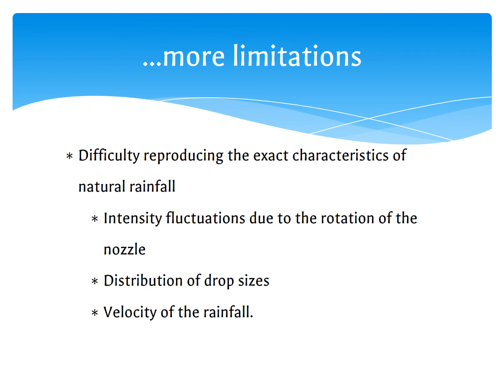The experiment was supposed to simulate naturally moderate and high rainfall events. However, due to the anthropogenic equipment used, the rainfall was not accurate to natural conditions. The intensity fluctuated due to the rotation of the nozzles, which also influenced the distribution of drop sizes and the velocity at which the water drops hit the trays.